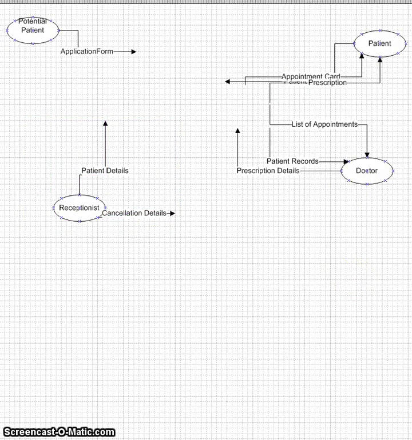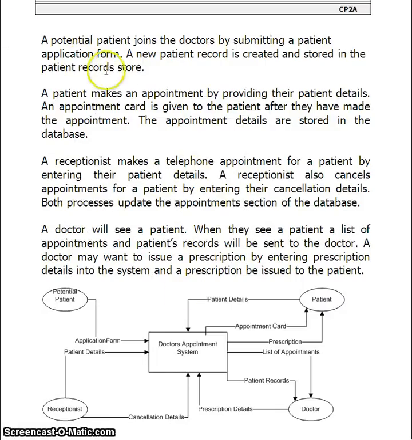Okay, so looking back at the scenario, the main thing we need to do now for level 1 is to identify the processes. We've done the inputs, we've done the outputs, but let's identify what the processes are and the stores of that data. So the first paragraph, looking through this: a potential patient joins the doctors by submitting a patient application form. A new patient record is created and stored in the patient's record store.